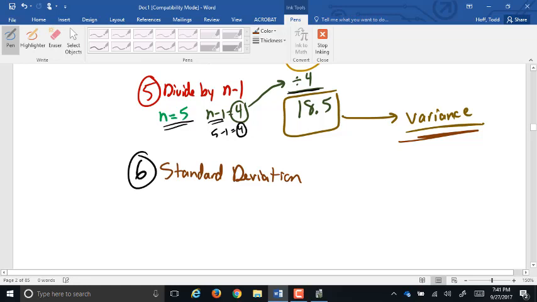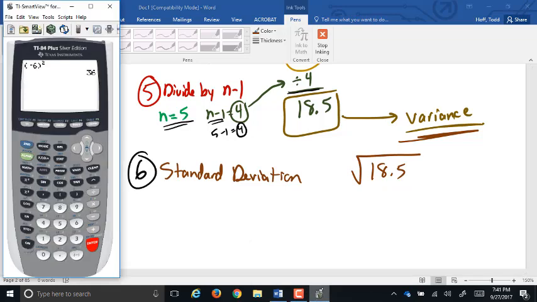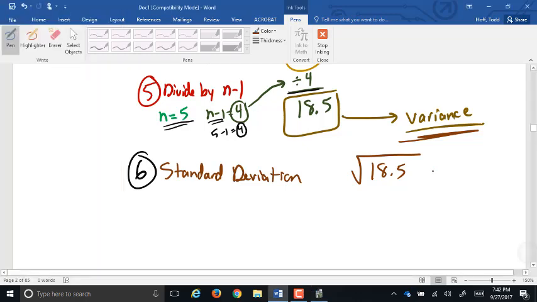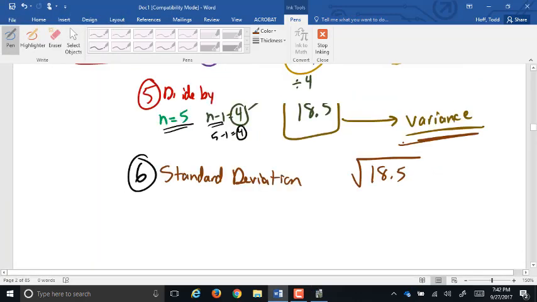The standard deviation, we have to do the square root of the variance. To do the square root, most of your calculators, it's a second function or a shift. So either hit second or shift. Then above your x squared key, there's a square root symbol. Type in the 18.5 and hit equals. So 4.301. I'm going to round at 4.30.